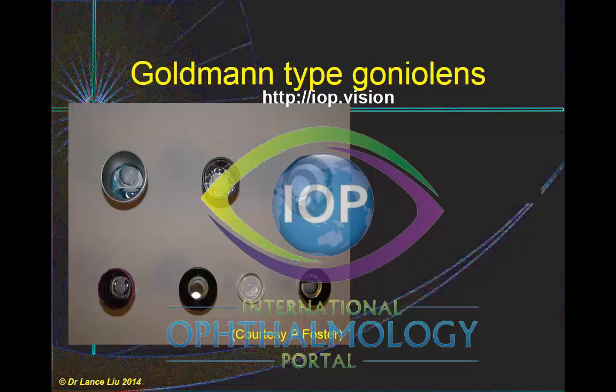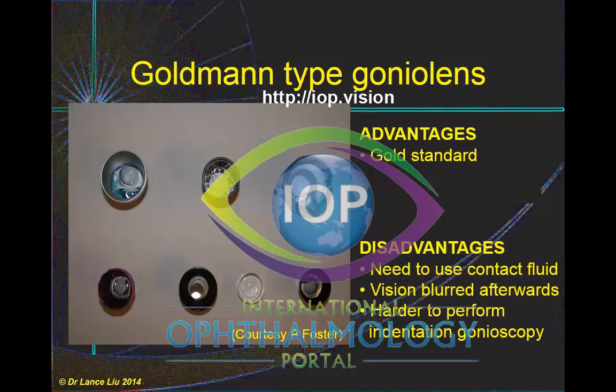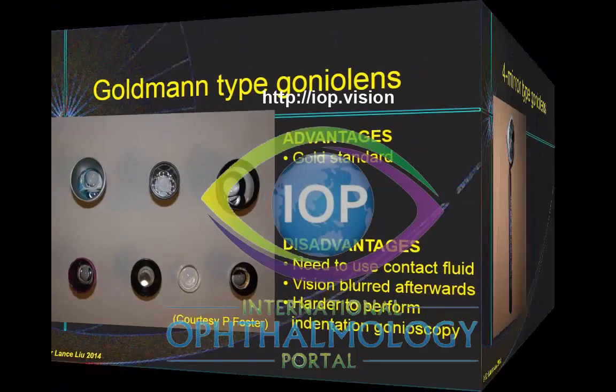There are two types of goniolenses available. The Goldmann type is the gold standard. However, one needs coupling fluid in order to view the angle. The patient's vision is blurred afterwards, and it is hard to perform indentation gonioscopy to assess whether the angle is synechially or appositionally closed.